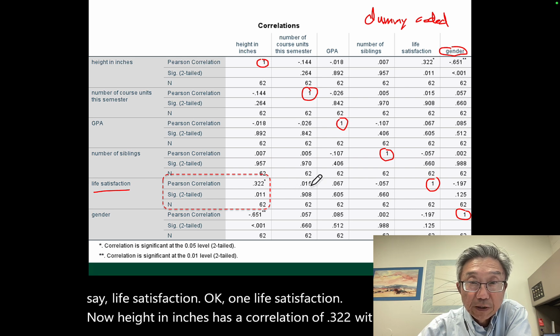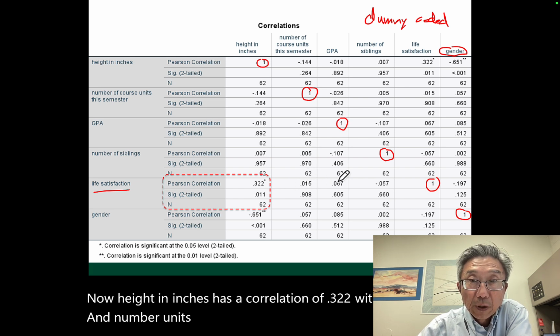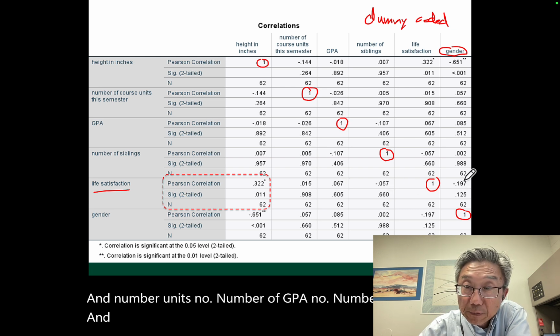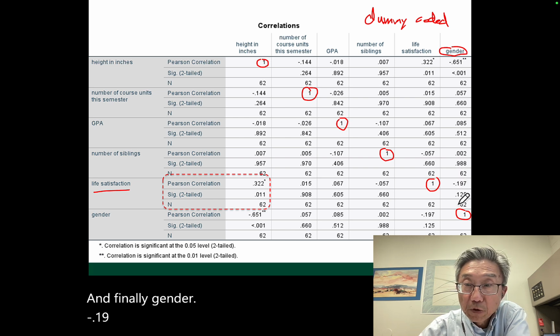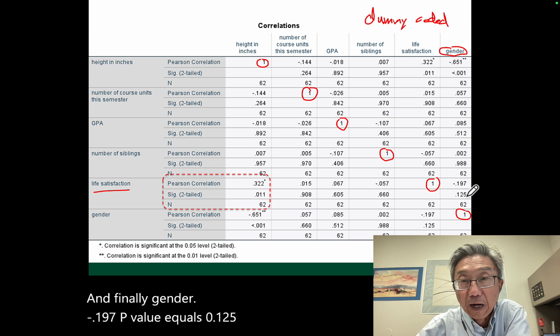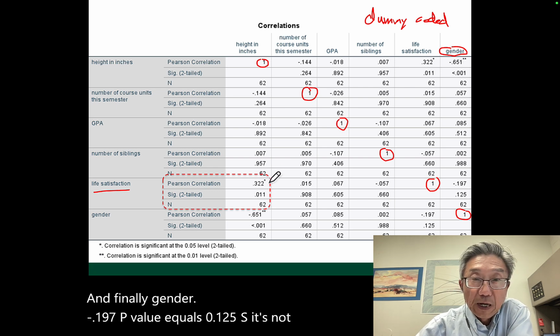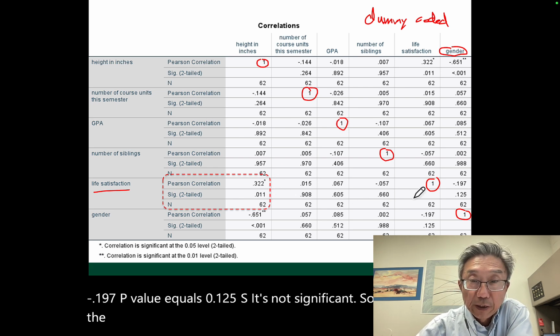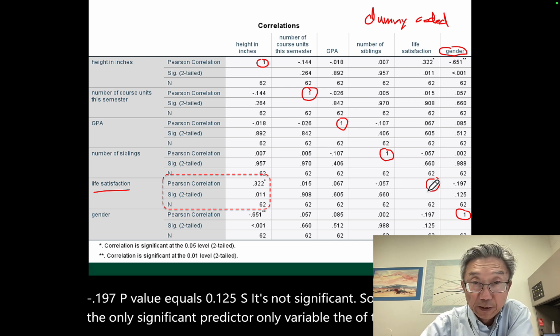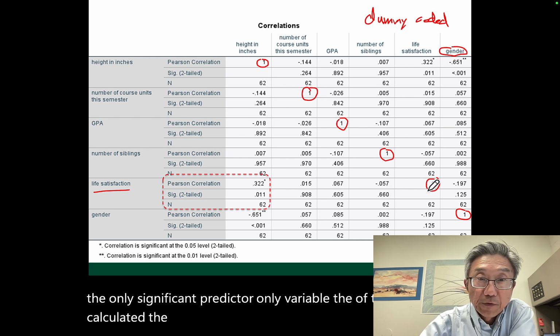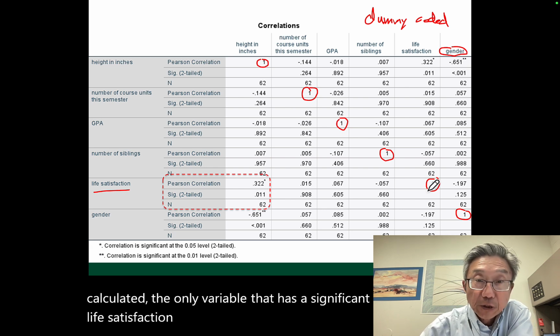And number of units? No. GPA? No. Number of siblings, no. And finally, gender, negative 0.197, p-value equals 0.125, so it's not significant. So it turns out that the only variable of the 6 that we calculated that has a significant correlation with life satisfaction is height in inches.